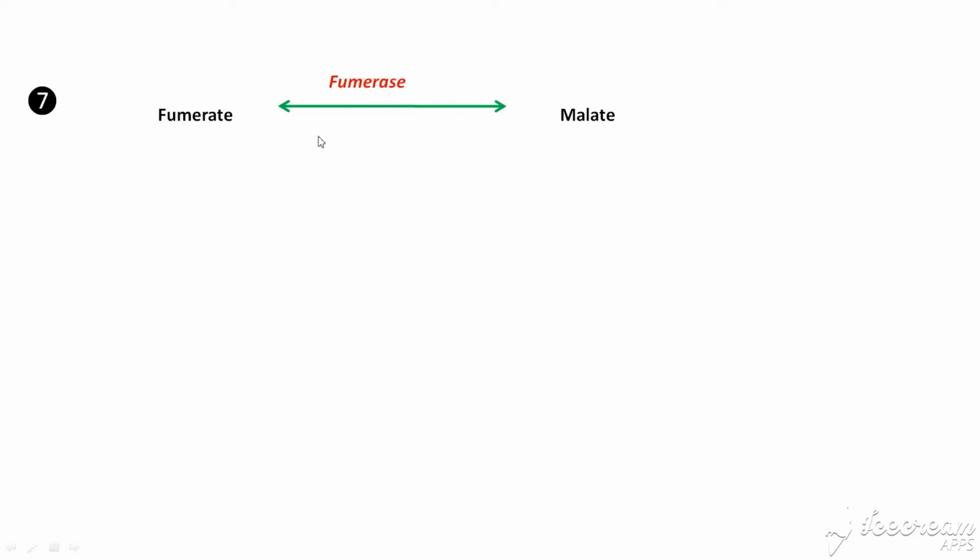The next reaction is going to be the conversion of fumarate to malate, and this is going to be catalyzed by the enzyme fumarase, and this is a reversible reaction. The last step is going to be the conversion of malate back to oxaloacetate. So like we said before, we start with oxaloacetate and we end with oxaloacetate. This is why it's called the TCA cycle. Now this is going to be catalyzed by malate dehydrogenase, and one NADH molecule is going to be produced.